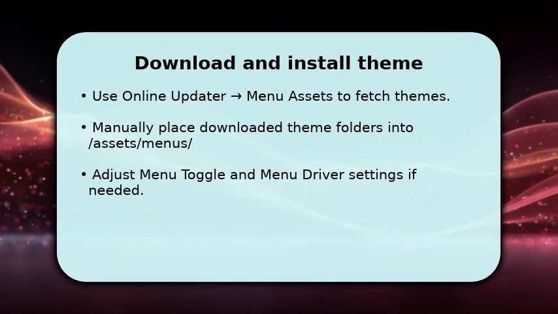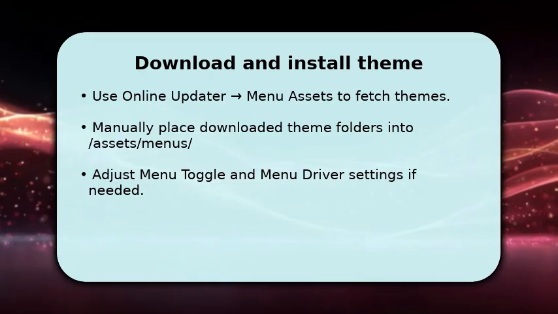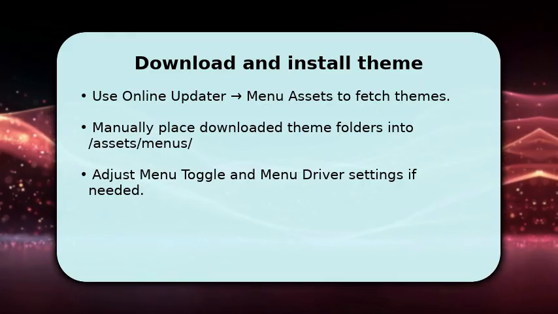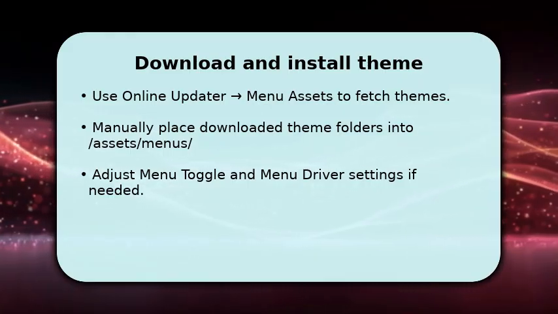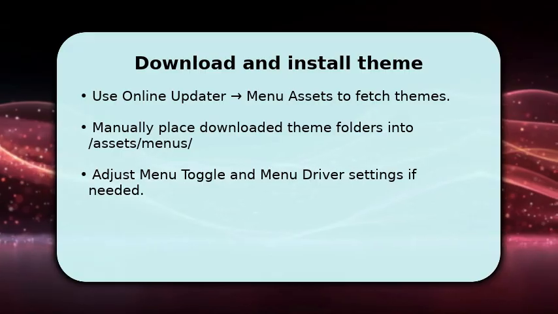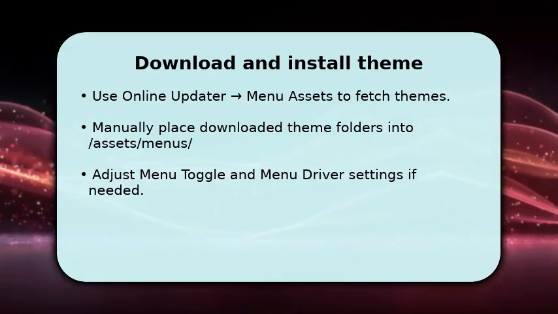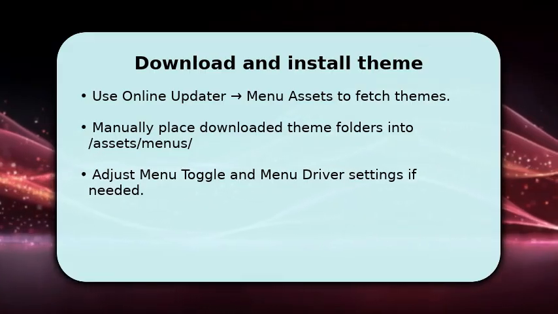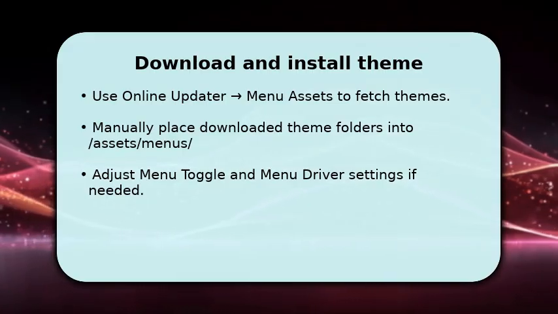You'll now fetch or install the theme. Use Online Updater > Menu Assets to download built-in themes, or place a third-party theme folder into Assets/Menus on your Retroarch installation. Once placed, go to Settings > User Interface > Menu to switch the menu driver if required. Some themes need Argy versus Ozone. After selecting the theme folder name, restart Retroarch or reload the menu to apply changes.